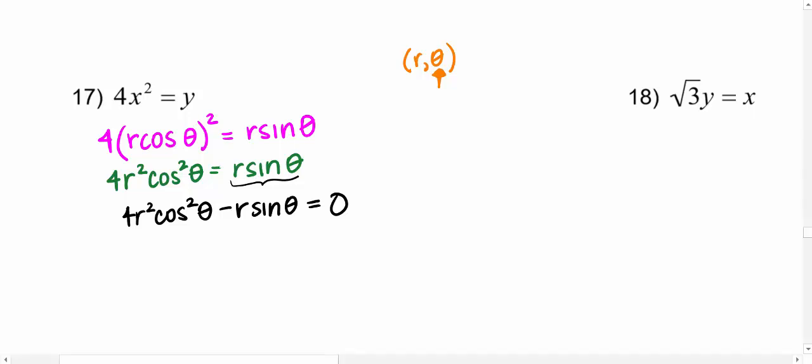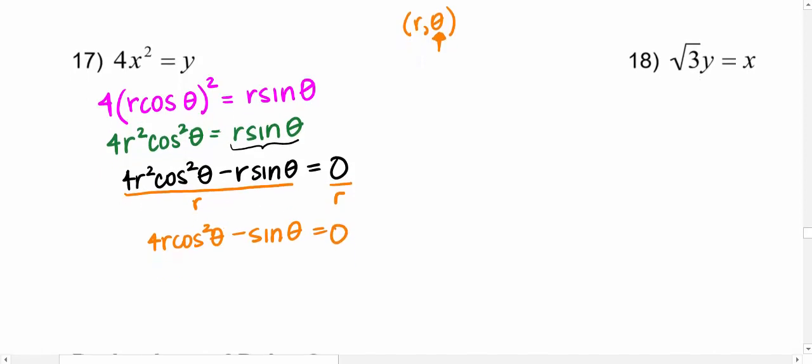So what we're allowed to do in polar that we're not really allowed to do in rectangular is we can divide by r because we're still going to be able to get it back. So, because we have, again, an infinite number of ways to write that polar point. So I'm going to divide the left-hand side by r and the right-hand side by r. So that gives me 4r cosine squared theta minus sine theta equals 0.